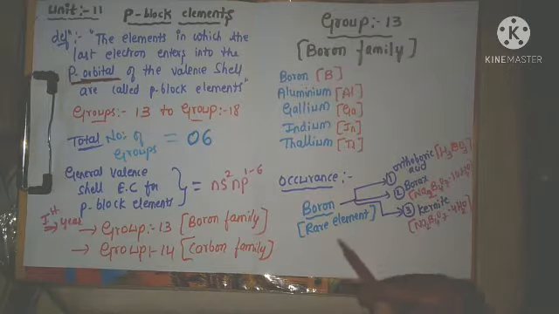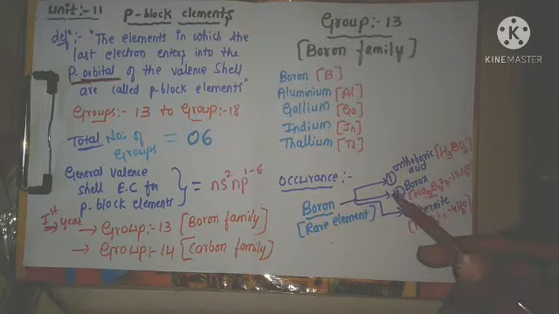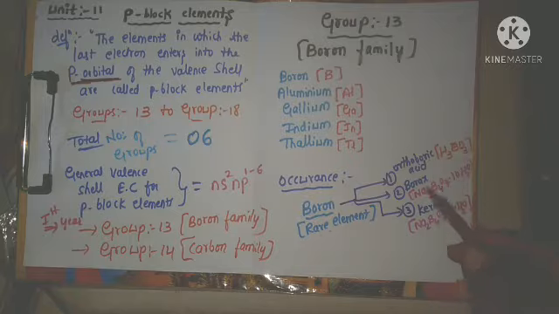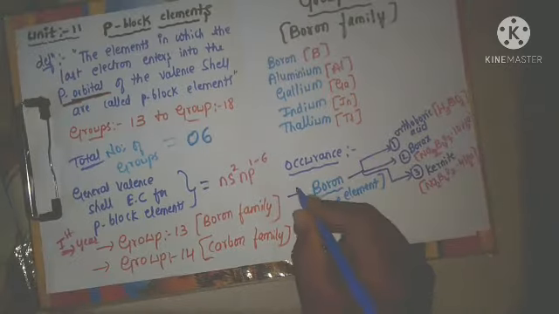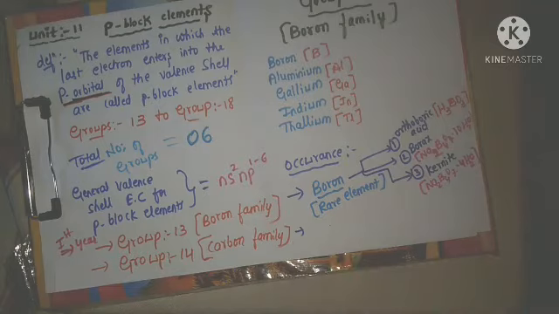Means boron is available in 3 forms, that is orthoboric acid, borax and kernite. Orthoboric acid H3BO3, borax Na2B4O7, 10 H2O, and the kernite Na2B4O7, 4 H2O. Now we will go for the aluminium. Second element, aluminium. Boron over. Next we will go for the aluminium.